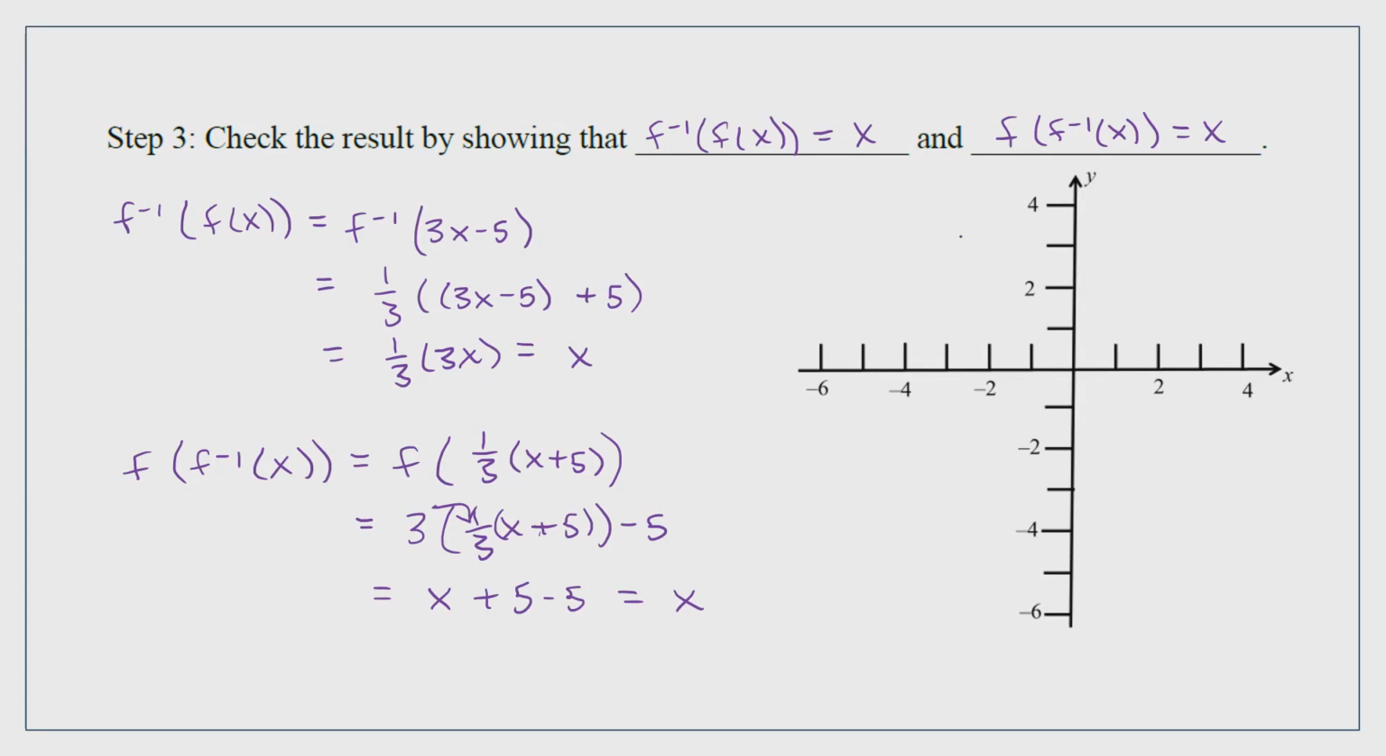Okay. So let's graph our f of x function, 3x minus 5, because it's written in slope-intercept form. So our y-intercept is negative 5, and our slope is 3. So we'll go up 3 over 1. 1, 2, 3 over 1. There we go. Over 1. And then we can connect the dots.